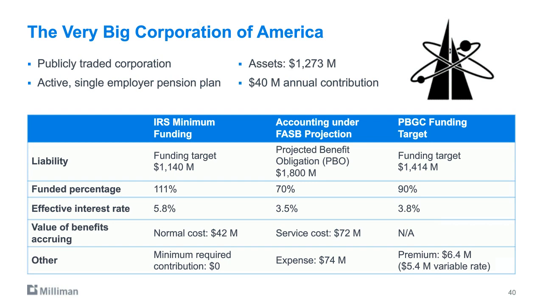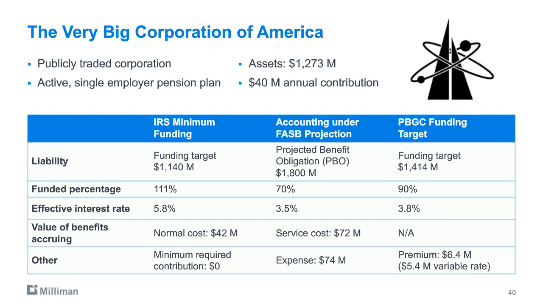So for this particular plan, we are in a pretty good funded position for IRS minimum funding. We're about 111% funded. But on an accounting basis, which is measured based on what we could settle it at today, we're only 70% funded. And then the PBGC is kind of in between, and it's about 90% funded. The value of benefits that are being earned each year for this plan is about $40 million, but the accounting rules require that to be measured higher, and that's about $70 million. The other things to know is that there is no minimum required contribution to begin with, and the accounting expense, which is kind of like the paper money, that's what's going to go on the income statement, is about $74 million. Okay, so this is the background for the plan, and I, again, apologize for so many numbers.